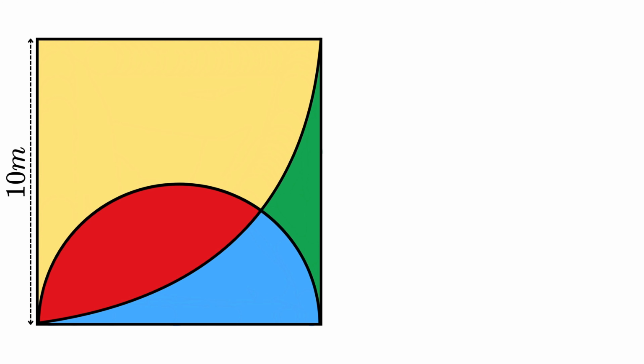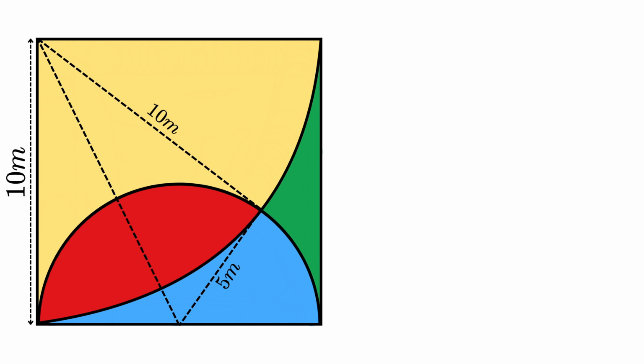The first thing that we're going to do is draw a radial line from the center of the quarter circle to where it intersects with the semicircle. We know that this line is 10 meters long. We can then draw another radial line from the center of the semicircle to the intersection point, and we know that this radius is 5 meters long.